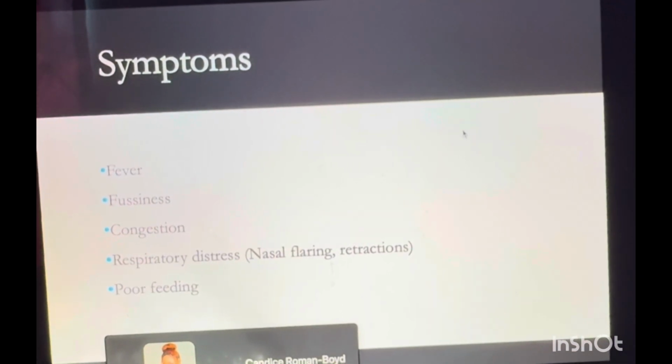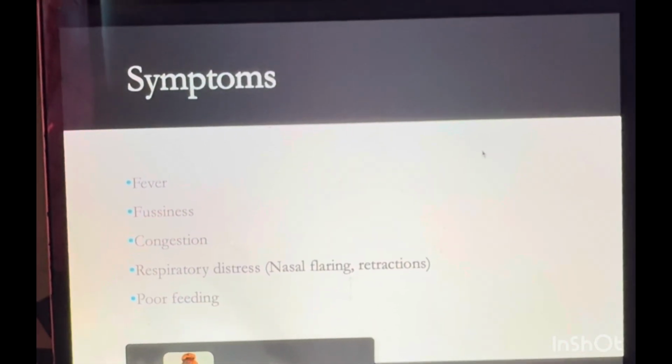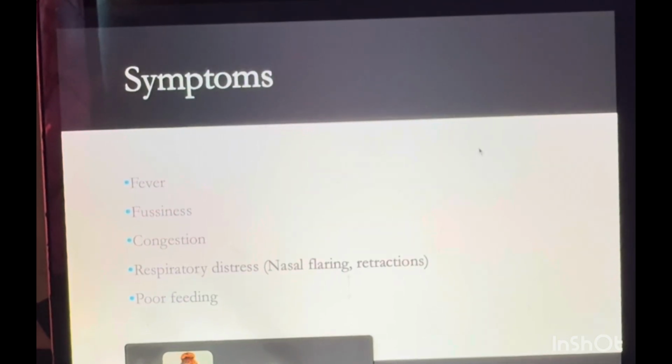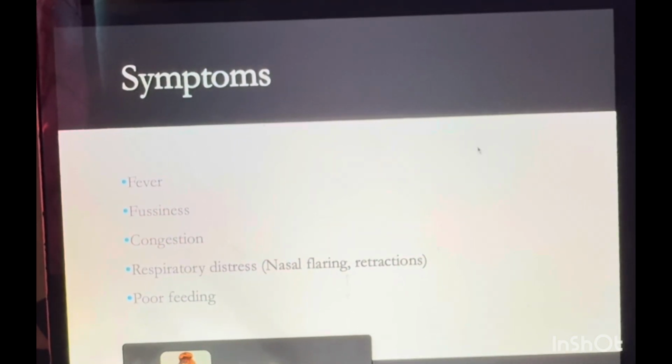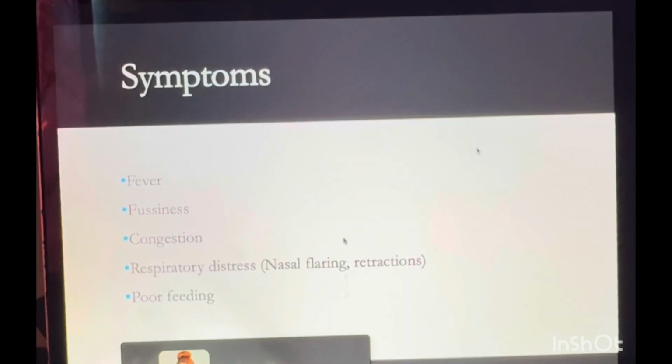So it's just important to look for signs that the child may be ill. So normally for pediatric patients, especially the ones under 2, a lot of times it just starts off with fussiness, poor feeding, sometimes fever. You know, the respiratory distress, the nasal flaring and retractions, we'll talk about that. That's usually something you see later on, and that's when they start to get in trouble when you see that.